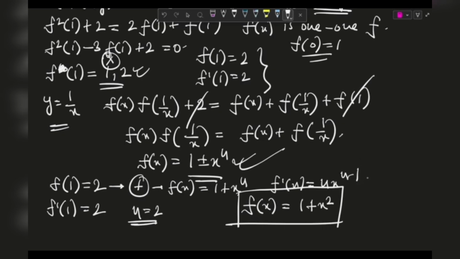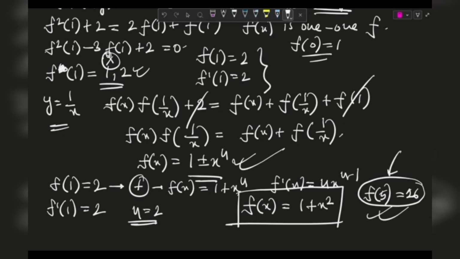And now the questions can be solved easily. So I guess in the first part we were asked f of 5. So let's directly find out. It will be 1 plus 5 square, which is 26. This is the answer for the first part, f of 5.